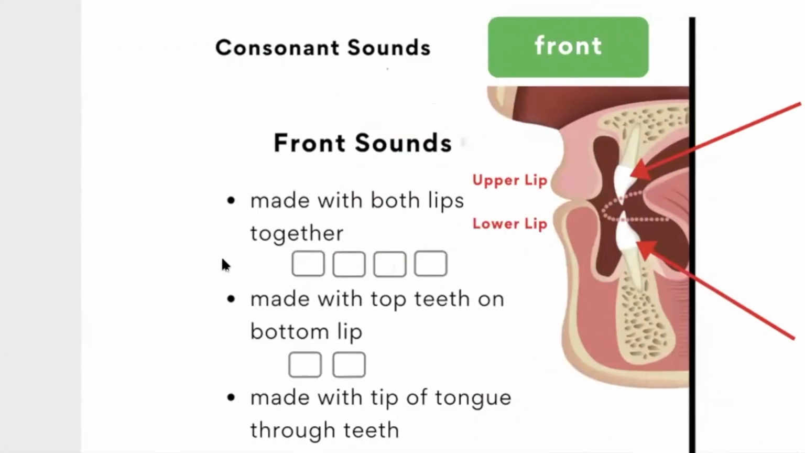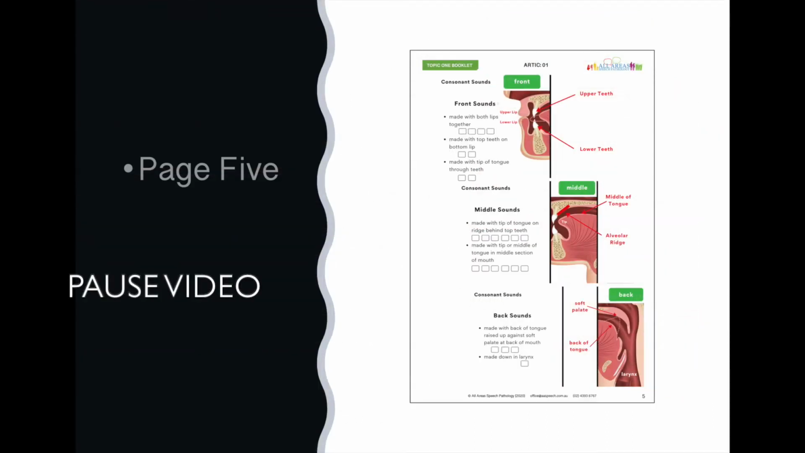W is made with both lips together. So I'm going to put a w in here. Get the idea? All right, stop the video and fill in all of your little boxes, and then we'll come back and have a look at what it looks like.